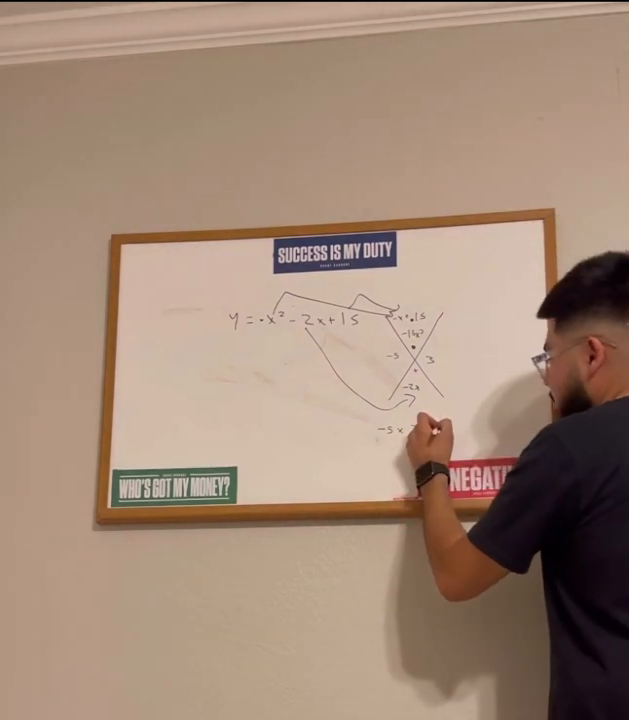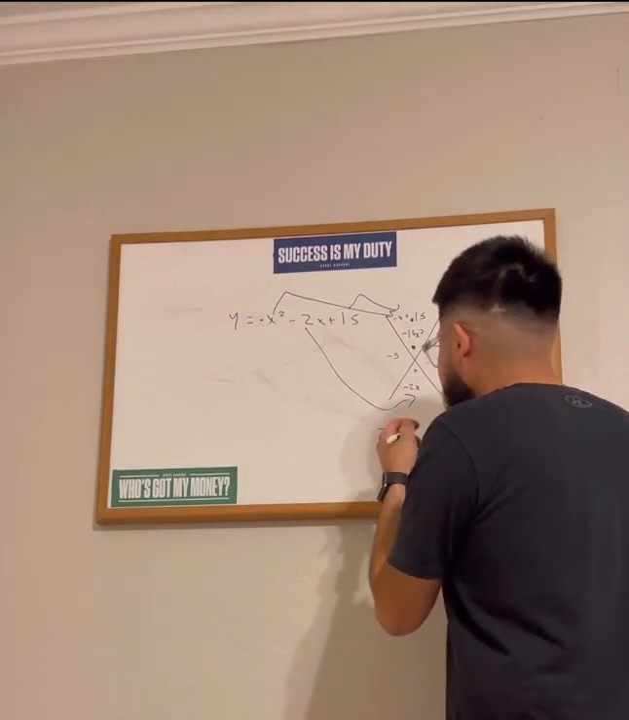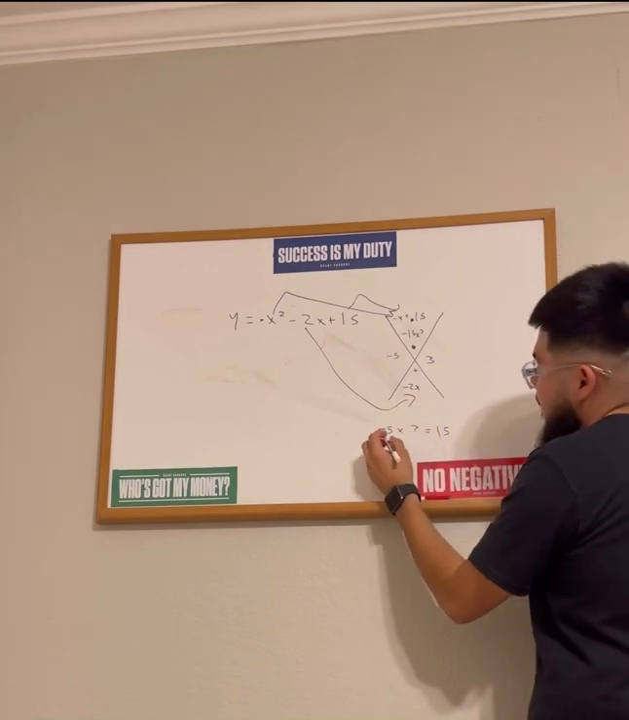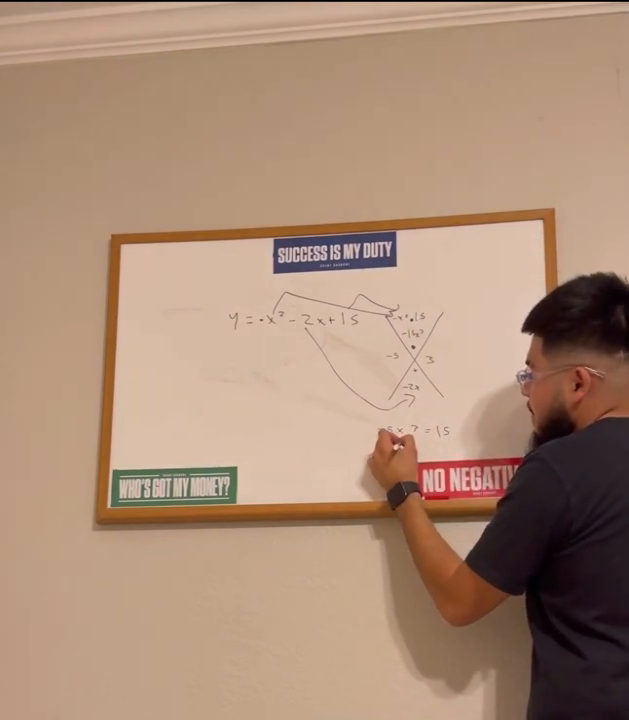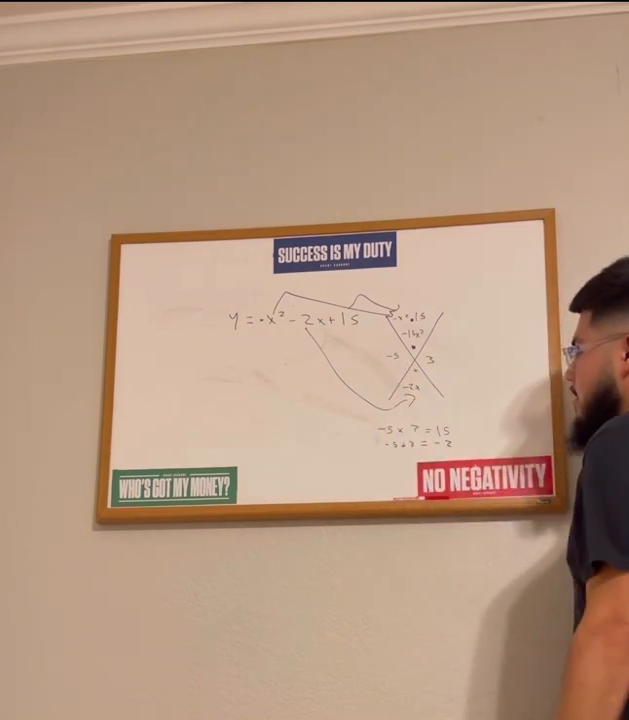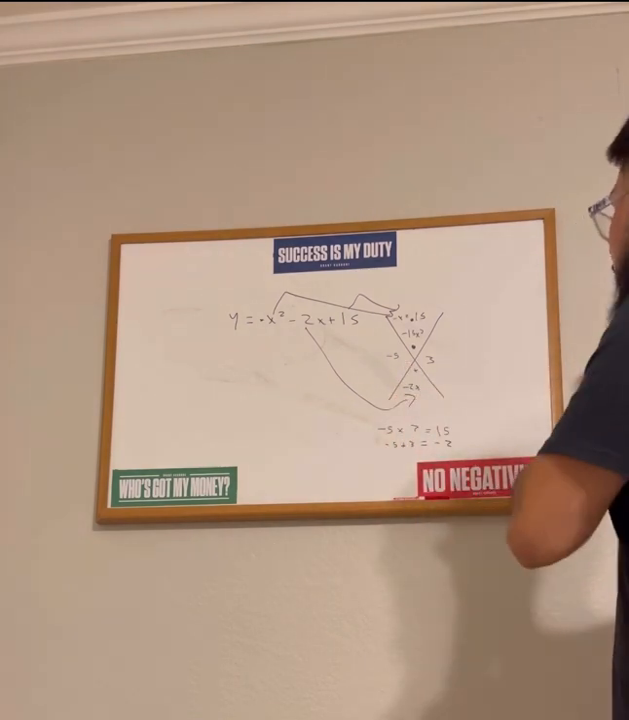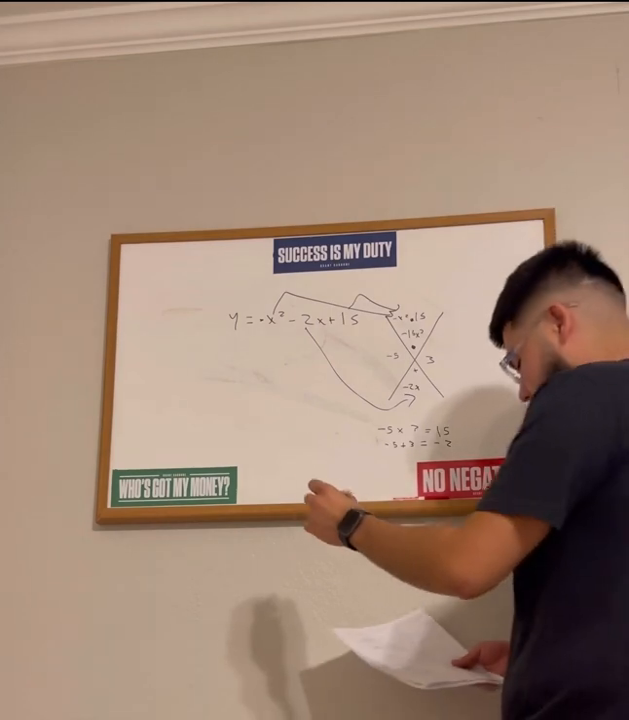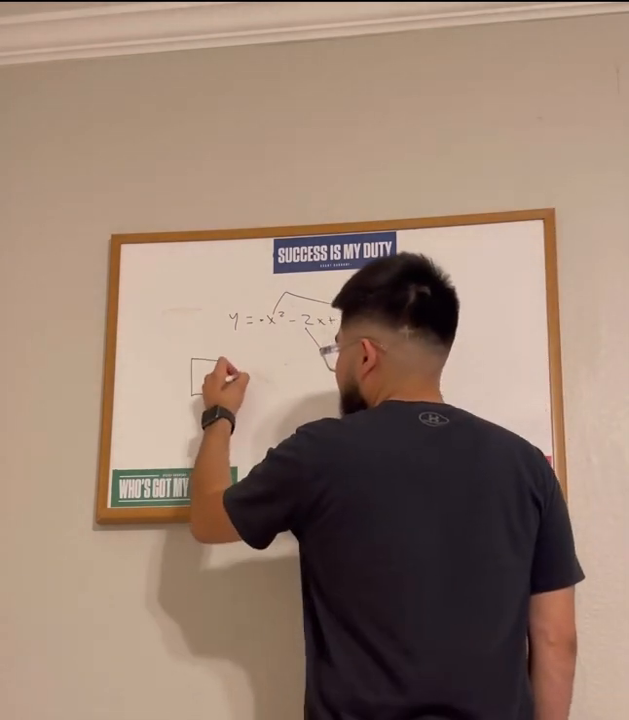Just put 15 there. And now minus 5 plus 3 is minus 2. Right. Okay. Everything is good right here. Okay. Now you have to go down.